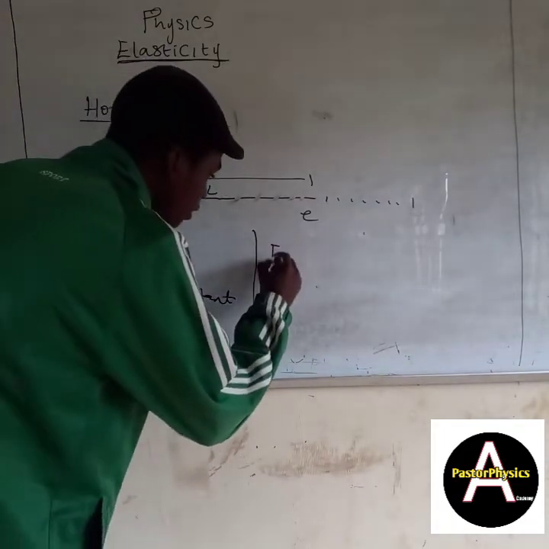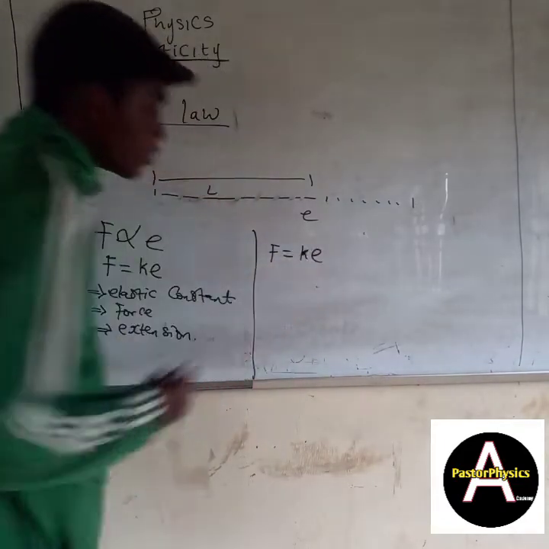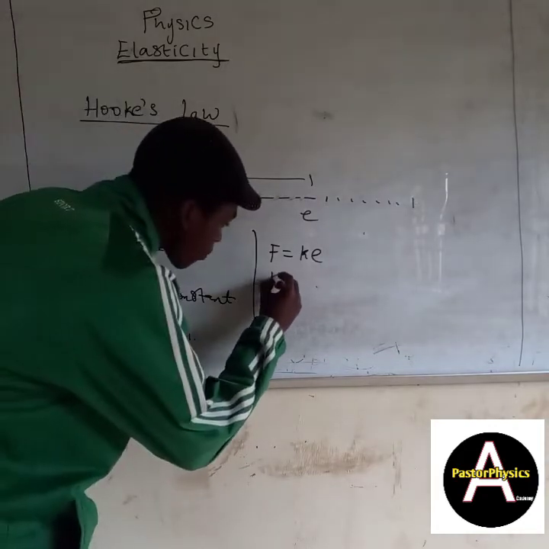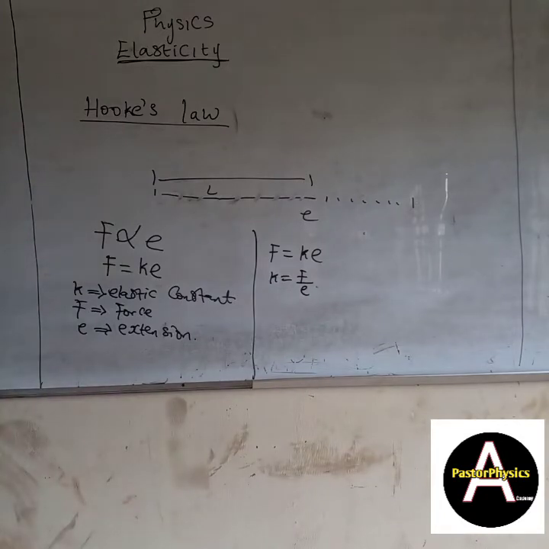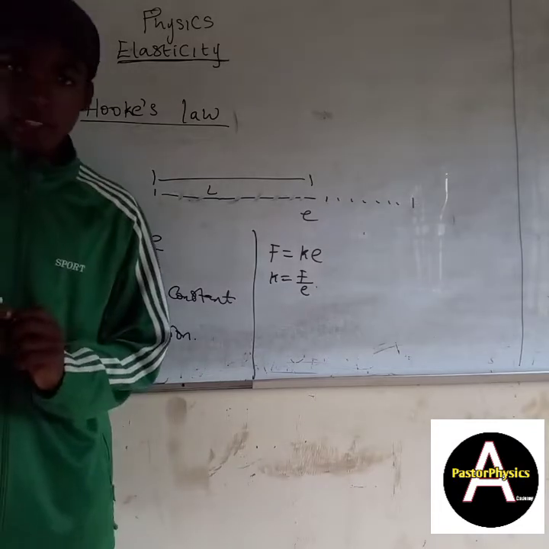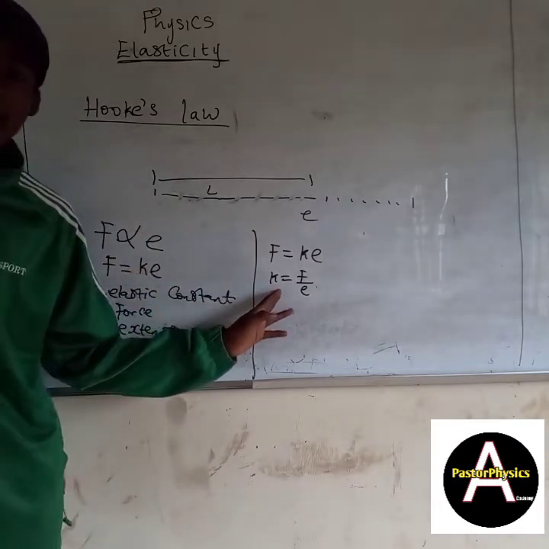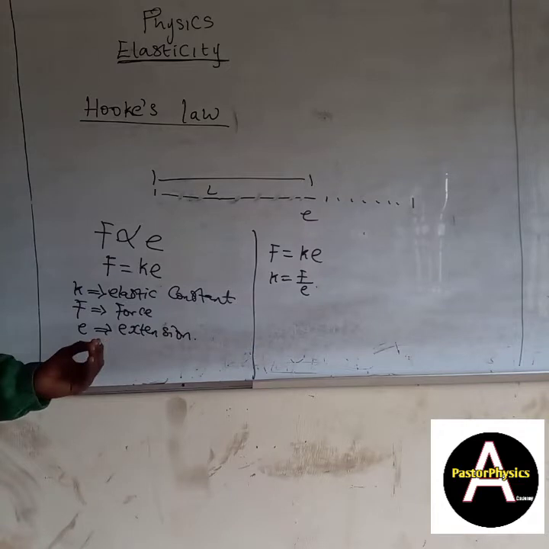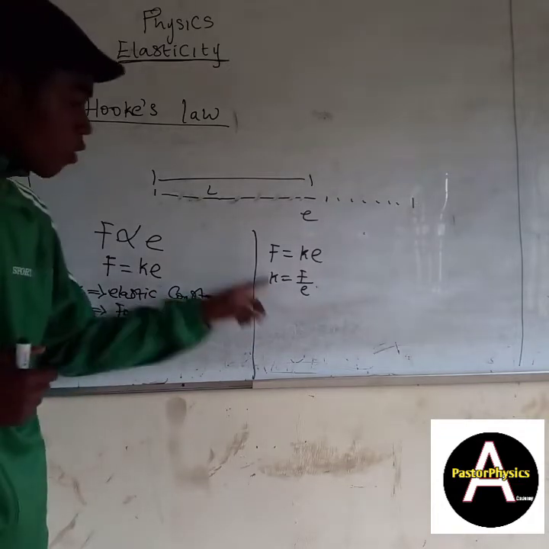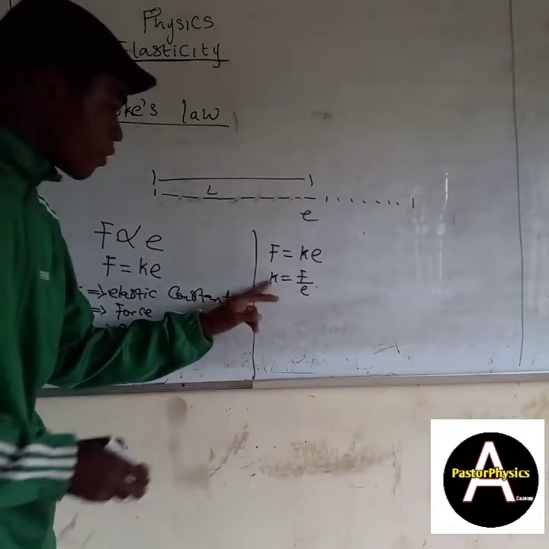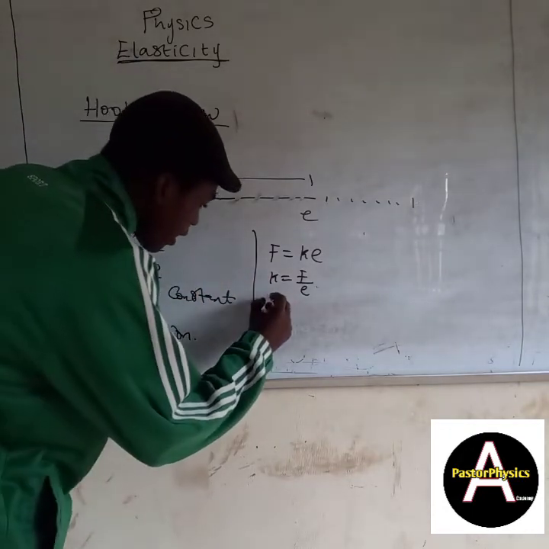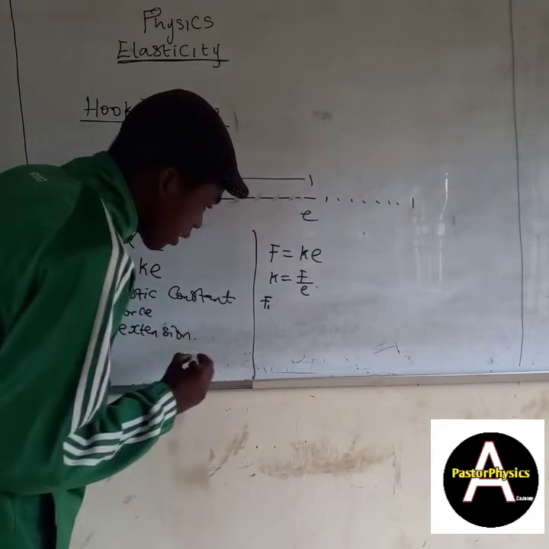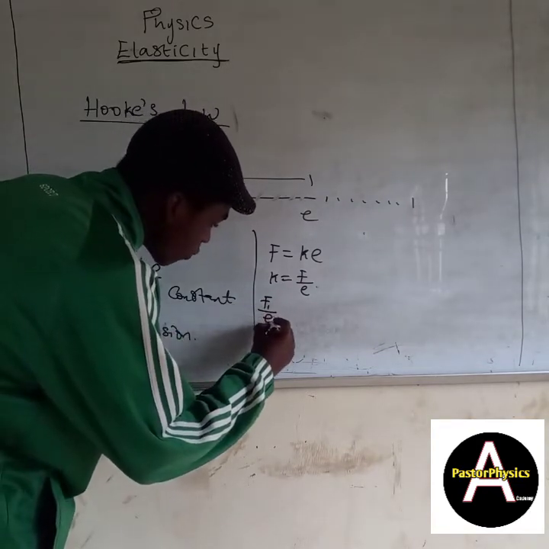If this F is equal to KE, right, it therefore means that K is equal to what? F all over E. True or false? Now, what is K? K means constant. Every material has its own elastic constant. Are you getting it? Now, for example, for a given material, I apply the force F1, and it gives me an extension of E1.